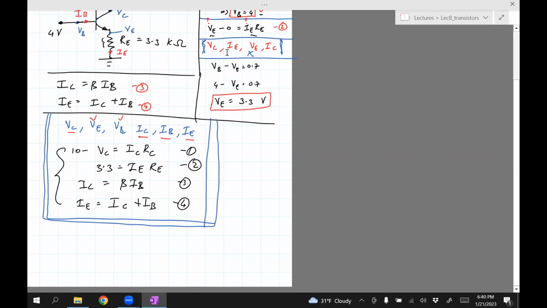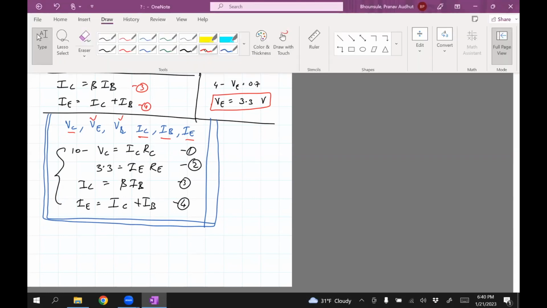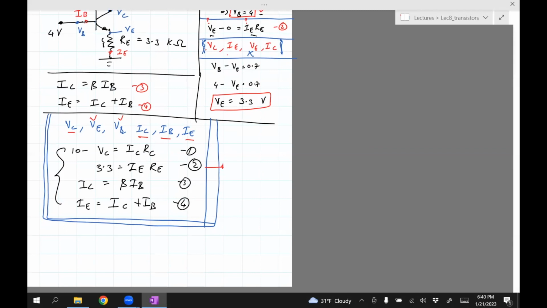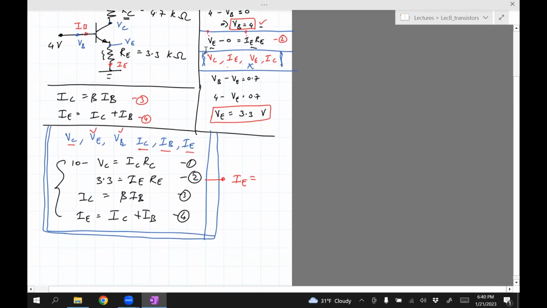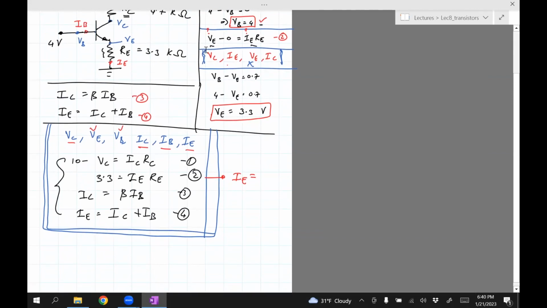So what you could do is, we can use this equation and solve for IE. Right? RE is known. RE is 3.3 kilo ohms. So IE comes out to be 1 milliamp. Once we have IE, we can use equations 3 and 4 to solve for IB and IC, because IE is known, and then we know the relation between IC and IB. So you can substitute IC over here and then solve for IB. And once you have IB, you can solve for IC.